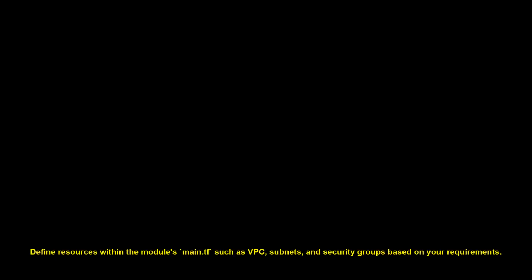Next, create a new directory for your module called network. Inside the network directory, create a main.tf file for the module's own configuration. Define resources within the module's main.tf such as VPC, subnets, and security groups based on your requirements. Make sure to include input variables for the module, which allows you to customize its behavior.